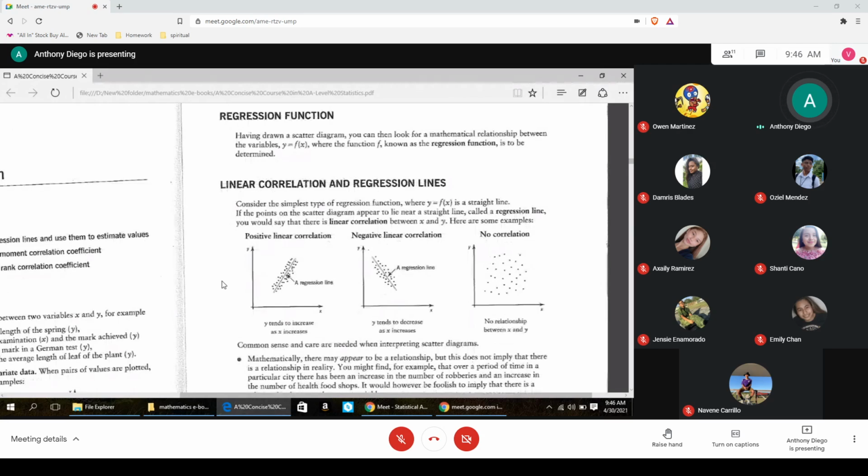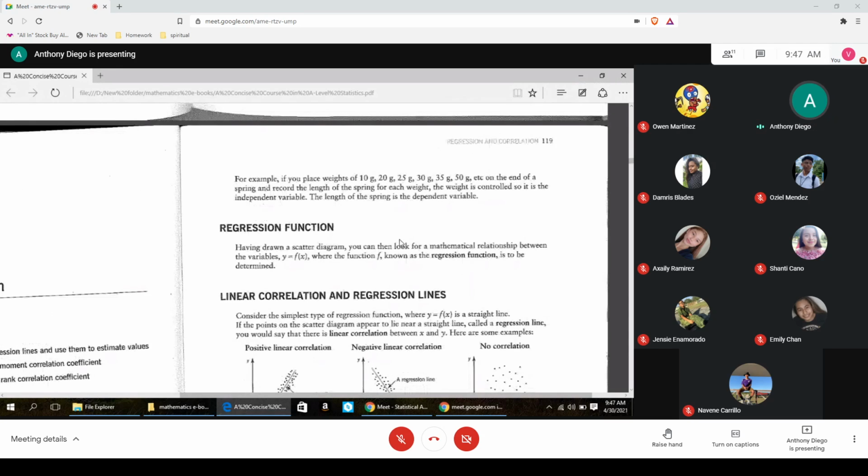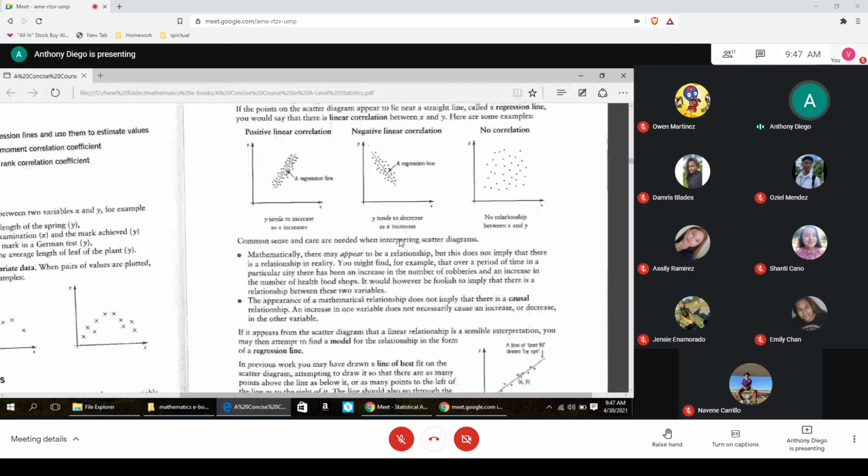It said here to consider the simplest type of regression function, y equals f of x. A straight line, if the points on the scatter diagram appear to lie near a straight line, is called a regression line, like I've mentioned to you already. You would see that there's a linear correlation between x and y. Here are some examples. We have looked at those examples. Here we have a regression line for a positive correlation, and for a negative correlation, we have a regression line as well.